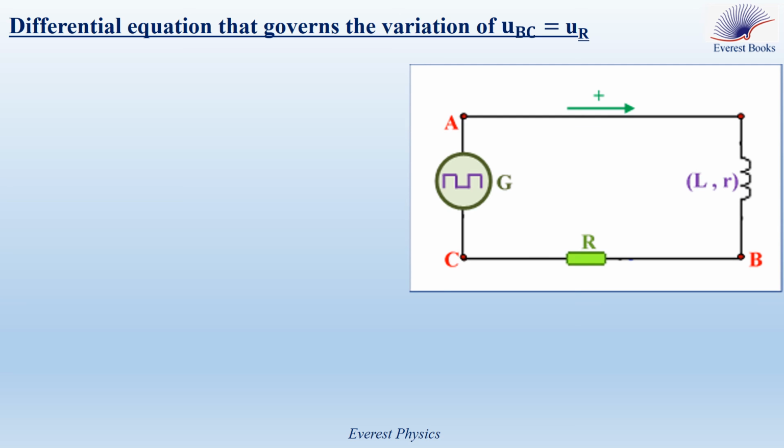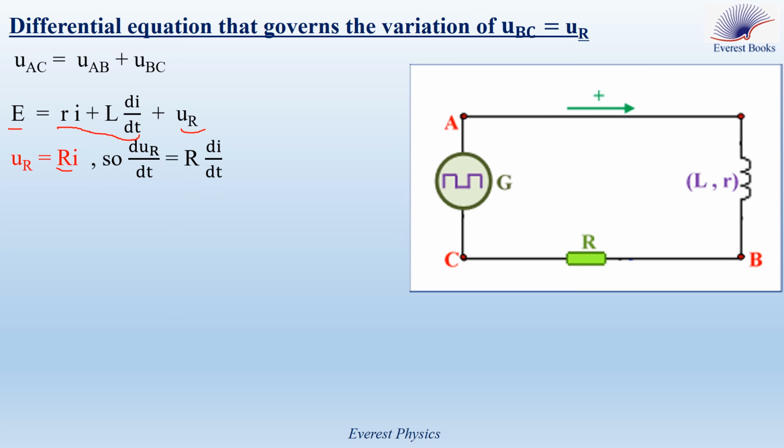Differential equation that governs the variation of UR equal UBC. Applying Kirchhoff's voltage law, UAC is equal to UAB plus UBC. During the growth of the current, UAC is equal to E, and we have the positive sense oriented from A to B through the coil, so UAB is equal to RI plus L dI by dt, and we have UBC equal UR. We know that UR is equal to Ri, and R is constant, so dUR by dt is equal to R times di by dt, then di by dt is equal to 1 over R times dUR by dt.